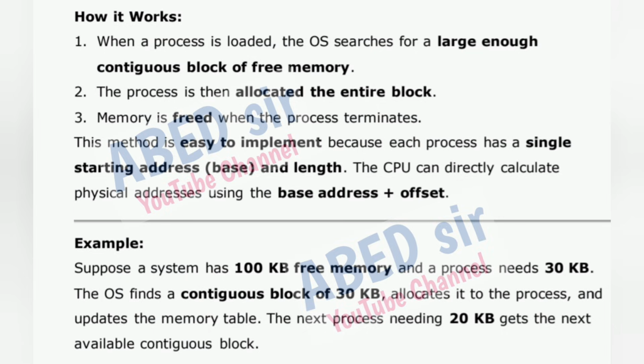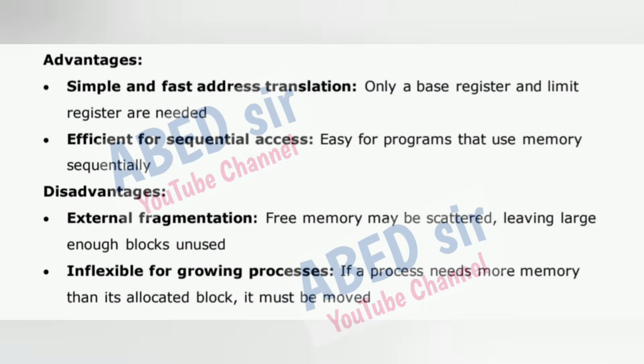Example. Suppose a system has 100 kilobytes free memory and a process needs 30 kilobytes. The OS finds a contiguous block of 30 kilobytes, allocates it to the process, and updates the memory table. The next process needing 20 kilobytes gets the next available contiguous block.